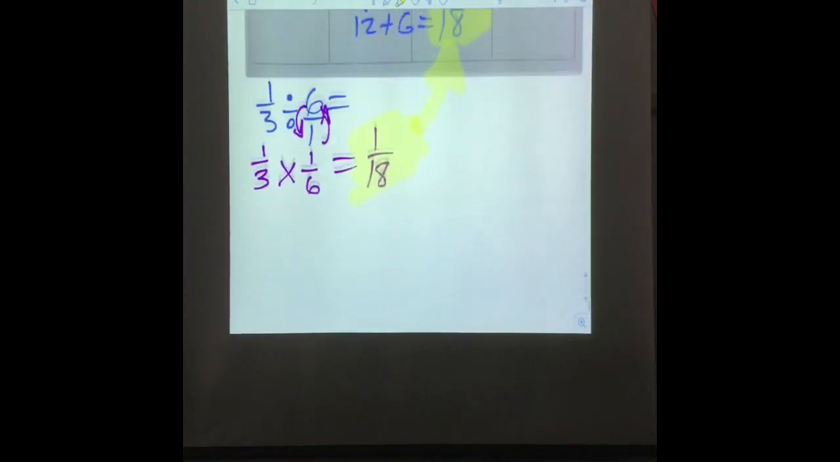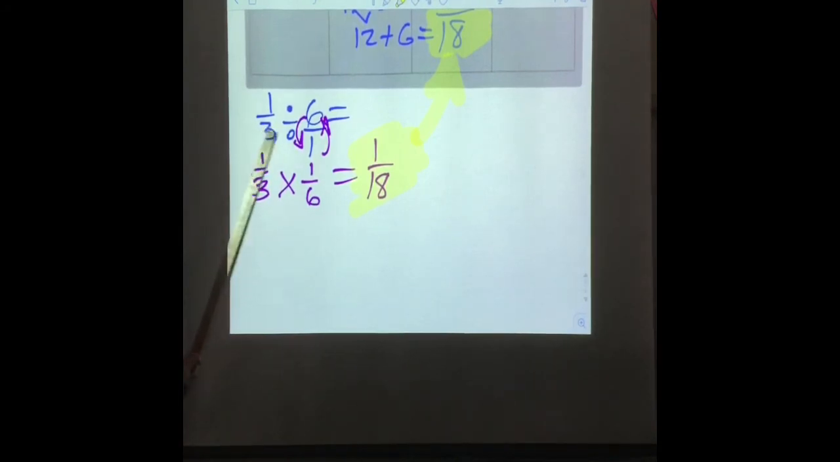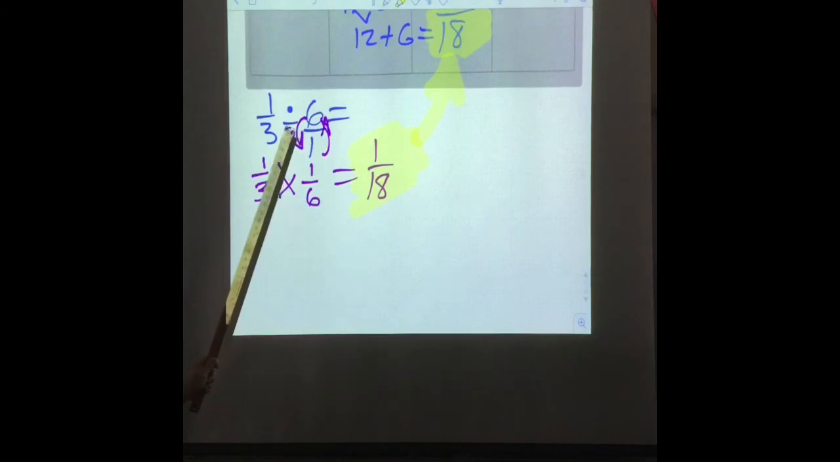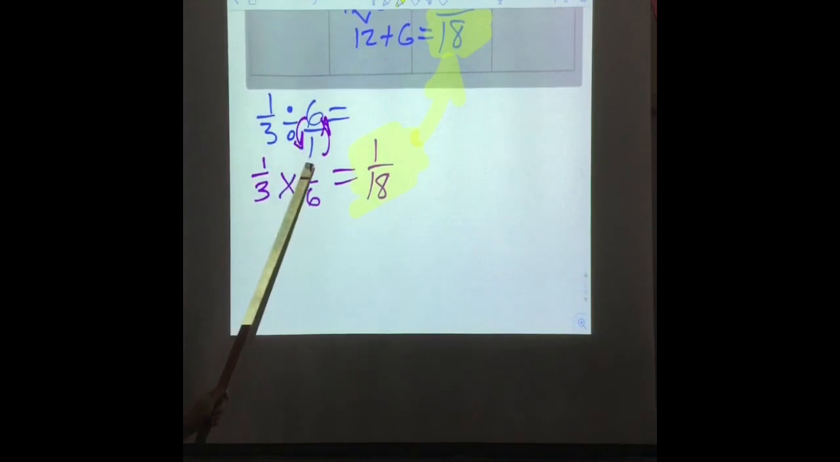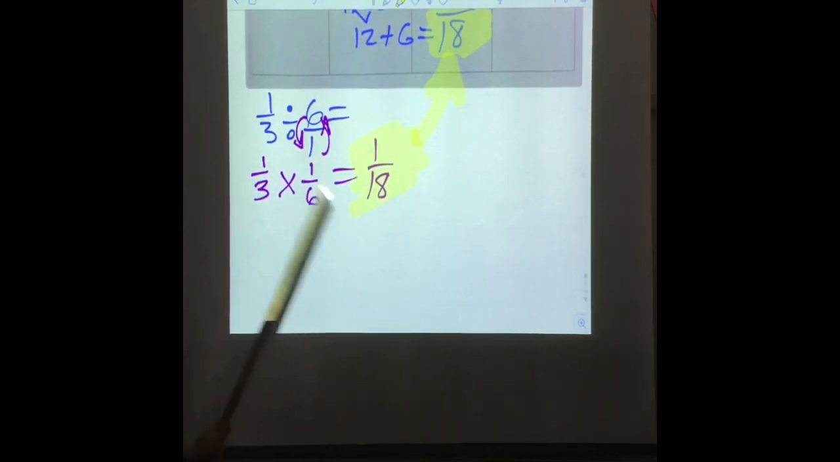So as you can see, in our algorithm, the important thing to remember is flip the right fraction and then flip the sign and then multiply straight across, and you'll end up with the right answer. But you can only flip the right fraction. I hope this helps. Go back over it again if you need to. I love math.